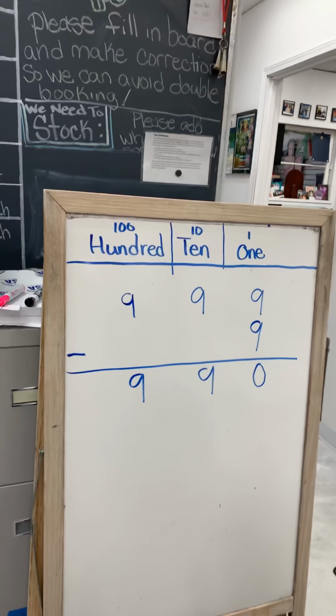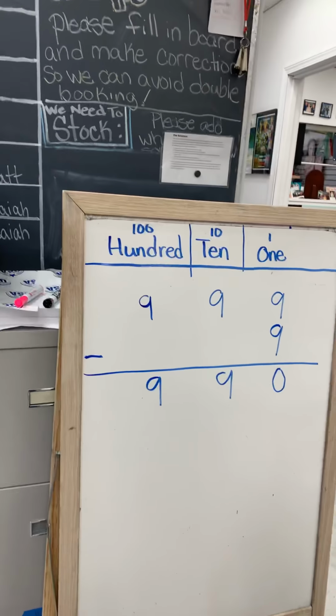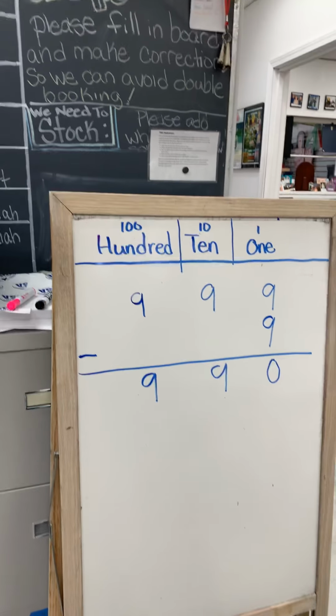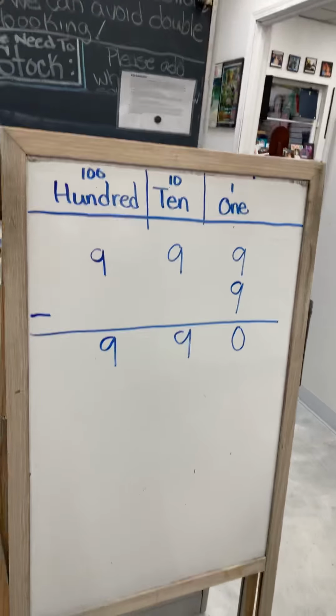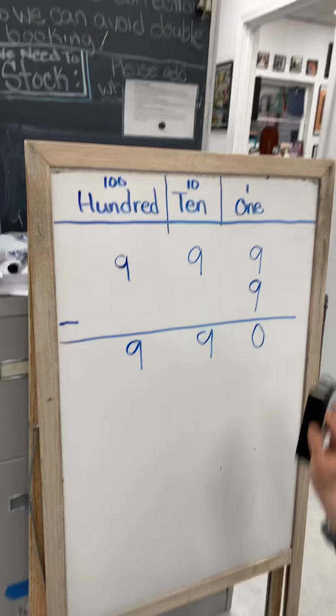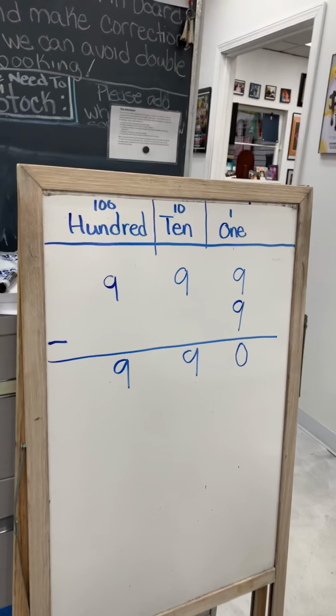So 9 minus 9 is 0. 9 minus 0 is 9. 9 minus 0 is 9. Your answer is 999. Okay, 990. Thank you for correcting me, Nick.